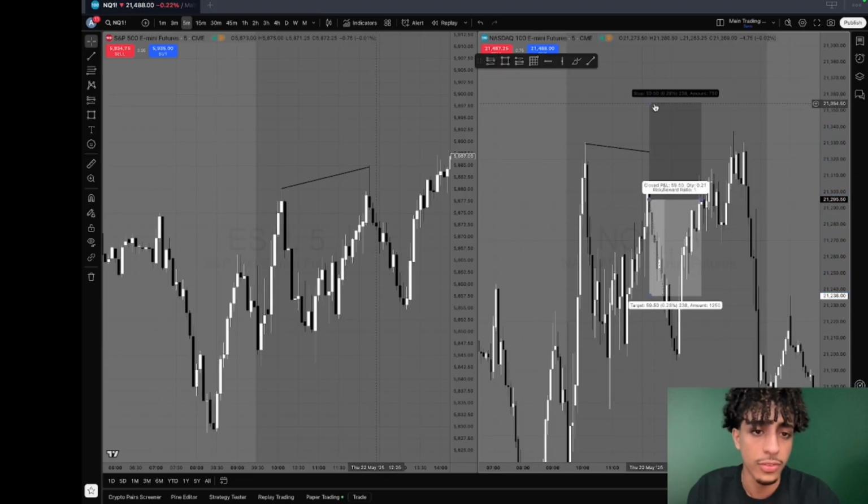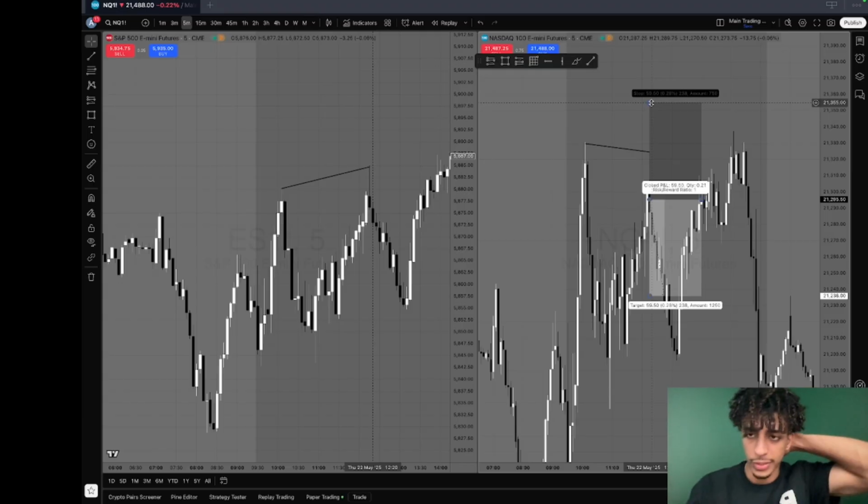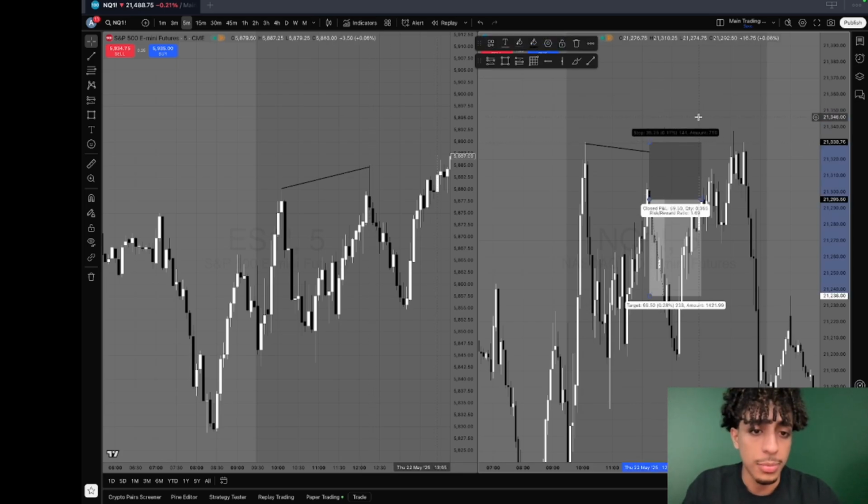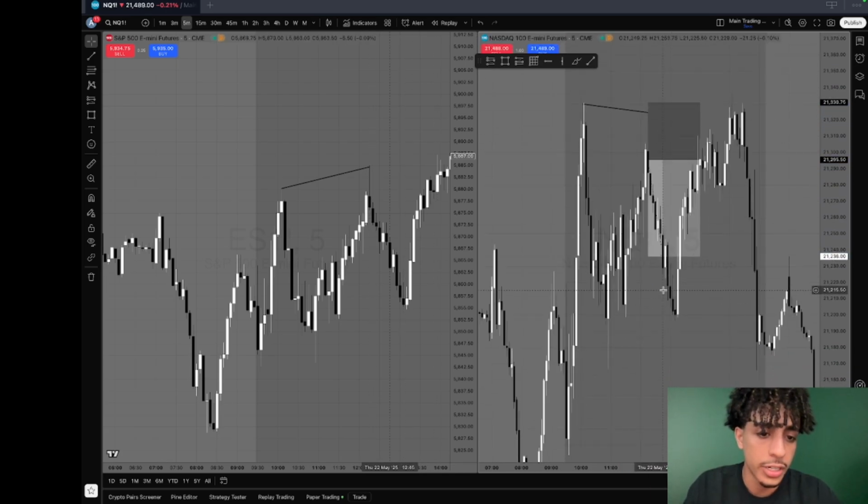Whatever you want to enter off of on the 1 minute. If I scale down, I'd have to refine the chart, so I don't really want to do all that. But scale down to the 1 minute, enter off of a CISD, inverse fair value gap, respected fair value gap, break of structure, whatever you really want. You feel me? Stop loss at the high. What do you target? Draw on liquidity.